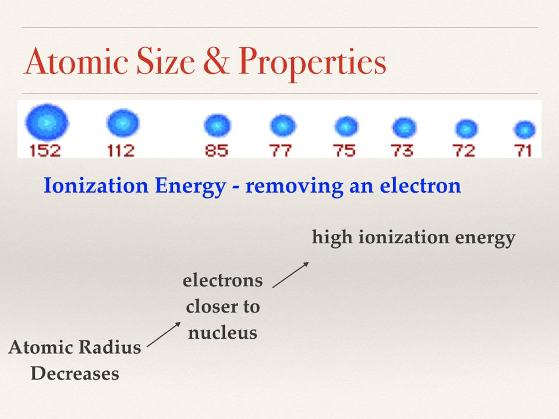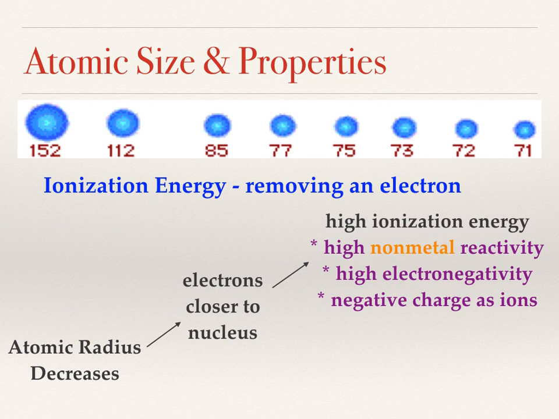And if it takes a lot of energy to remove an electron, then the tendency is that it won't want to lose an electron. It actually wants to gain electrons. So as you go up and to the right on our periodic table, you end up having a high nonmetal reactivity, because those nonmetals want to pull on electrons. They have a greater attraction for the electrons. That's linked with their high electronegativity; they want to pull the electrons away.